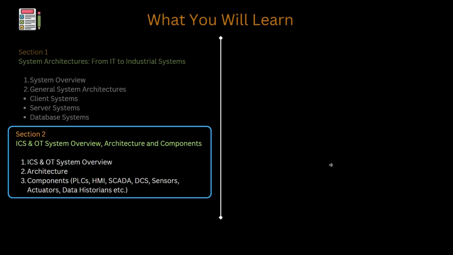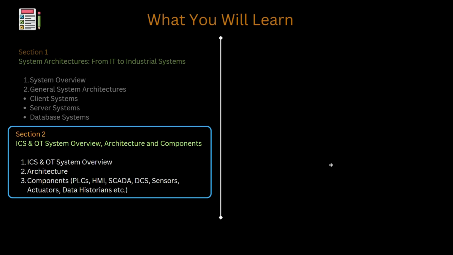All right, let's move into section 2. Here we will shift from IT to industrial control systems. We will start with an overview of ICS and OT and then look at their architectures to see how the different layers and components fit together in industrial control systems.